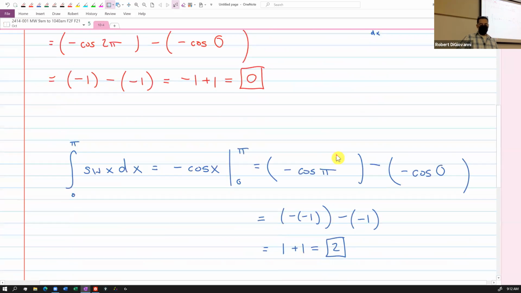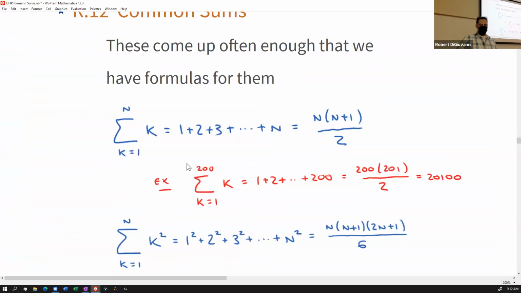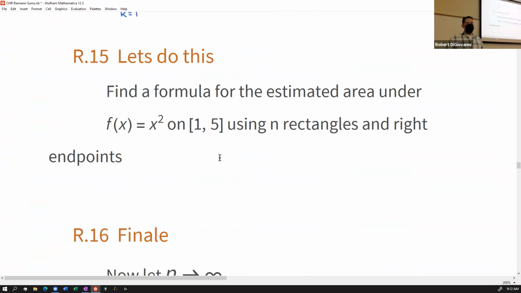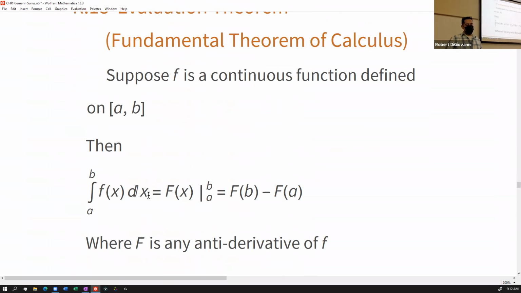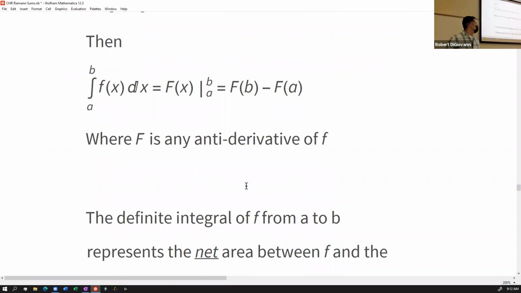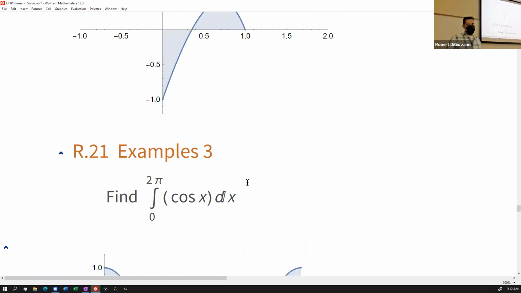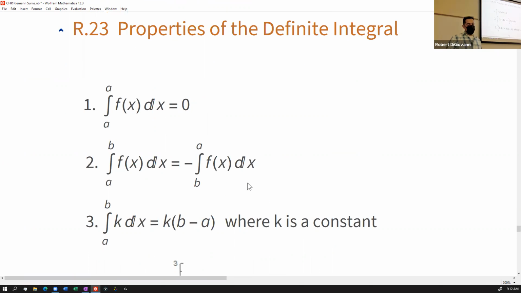Okay, so let's now talk about these properties. We've introduced the idea of the definite integral. This is the formula for it, what we talked about last class. And now we want to talk about some properties. The first property says that if you do the integral from a to a of any function, your answer is 0.